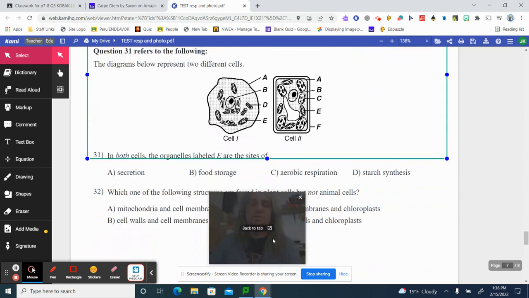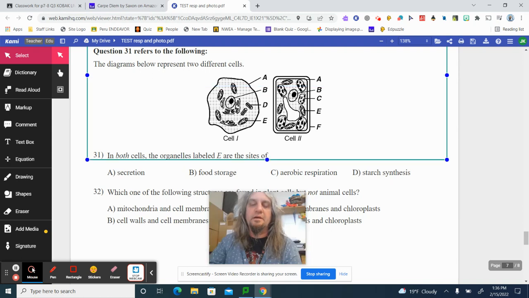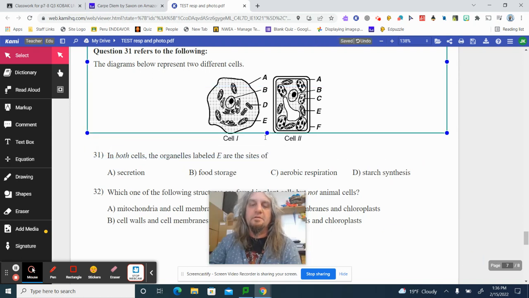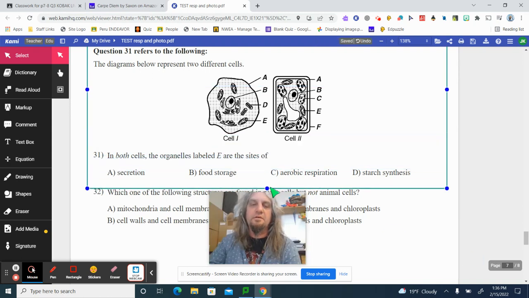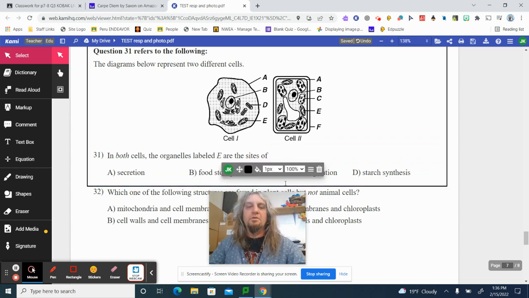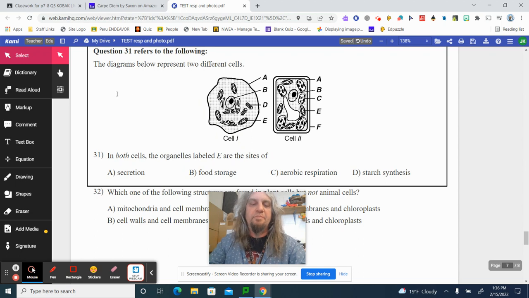Let's move down to 31 here. Question 31. We're going to get to you. The diagrams below represent two different cells, cell 1 and cell 2. In both cells, the organelles labeled E, it's this one right here, are sites of A, secretion, B, food storage, C, aerobic respiration, or D, starch synthesis.